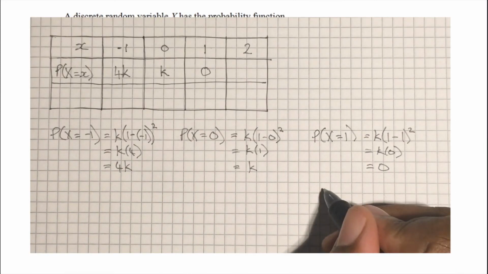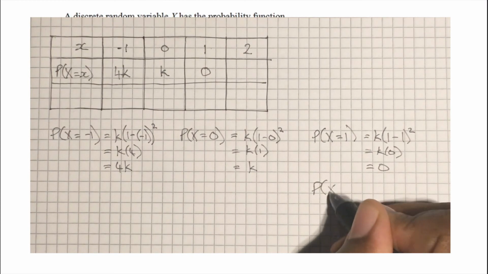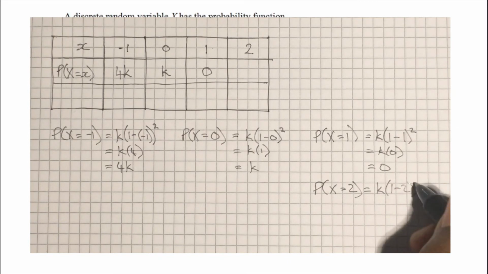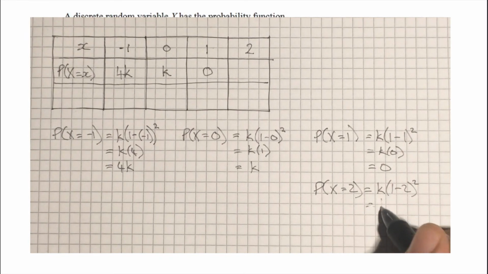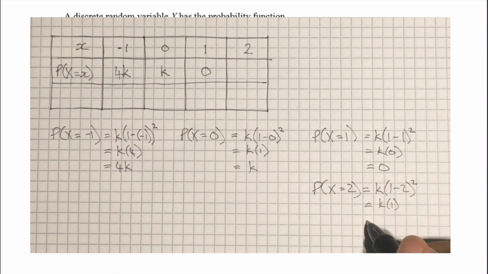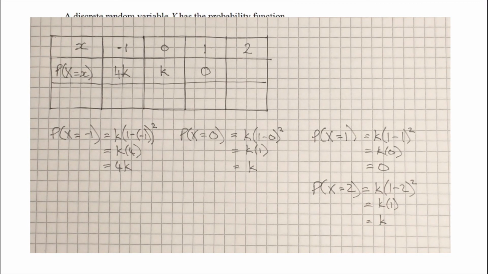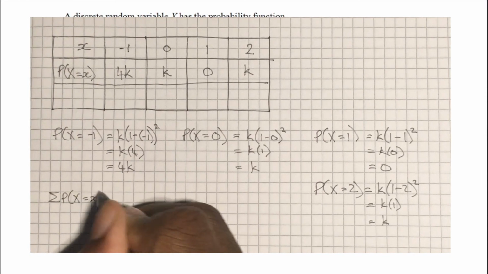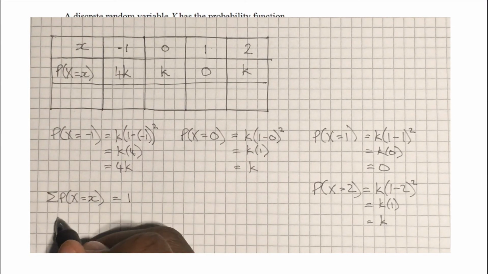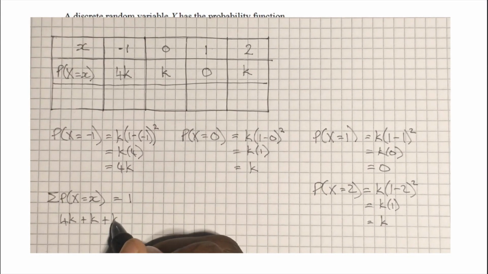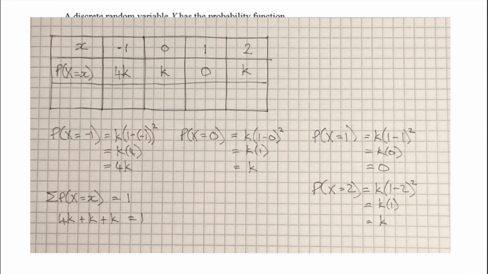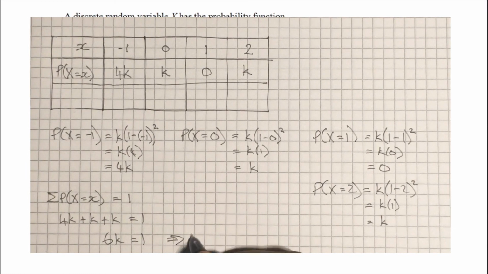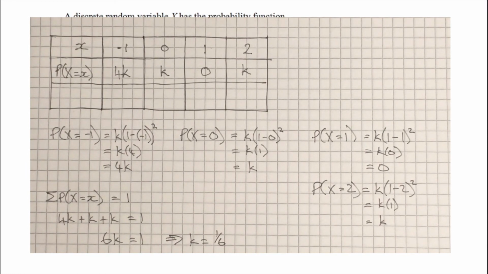Probability that x equals 2. Substitute in the 2, and we've got k times 1 minus 2, all squared. So that's -1 squared. So from there we get k. All of these can be written in the probability distribution. And from there I'll get 4k plus k equals 1. Sum it together, make k the subject, and we see that k does indeed equal 1/6.